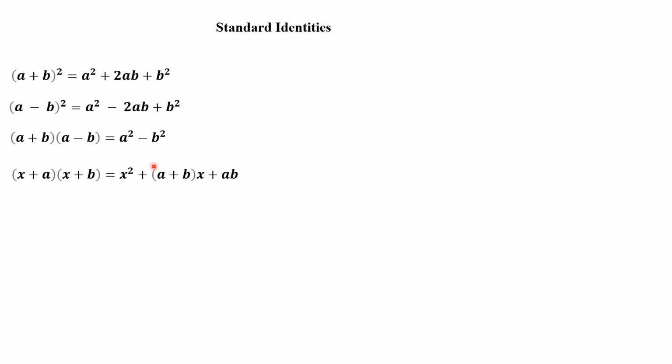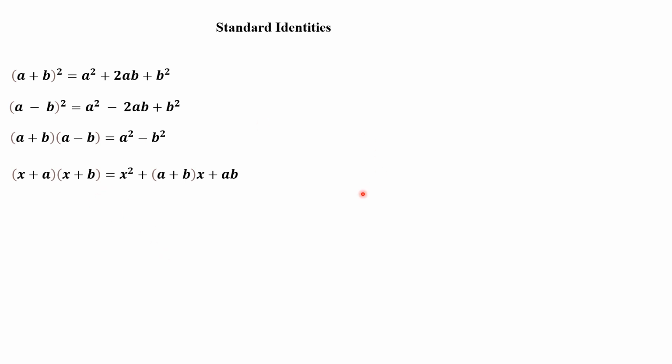Now how these standard identities have come, I have already explained in my factorization video. Okay, there I have given the geometrical representation also, how geometrically you can find these identities. So I am requesting you all to please have a look at that video first. That's why I'm not explaining it here again, because I've already covered it in my factorization video.